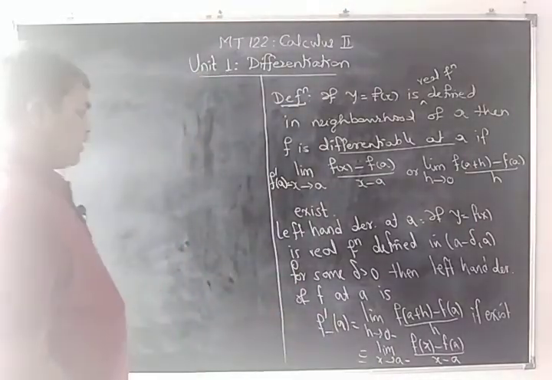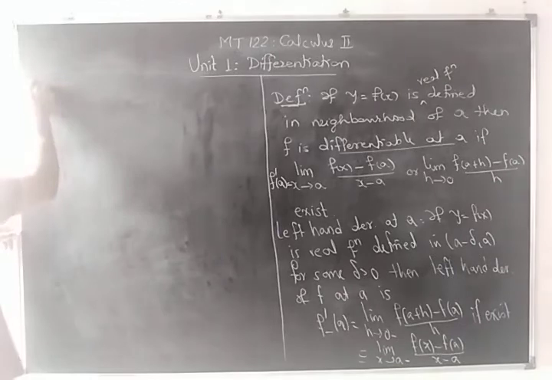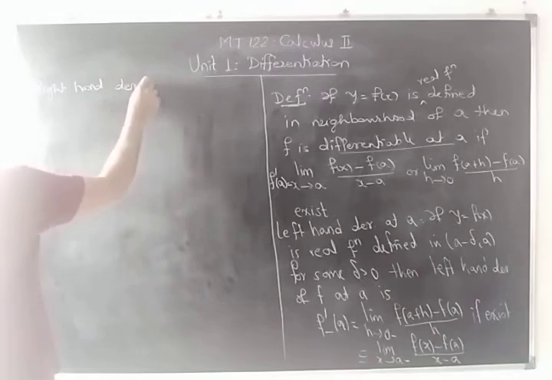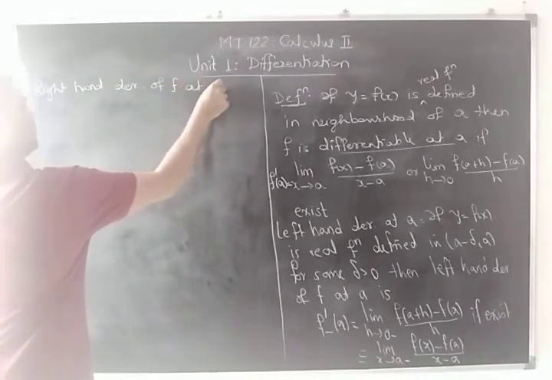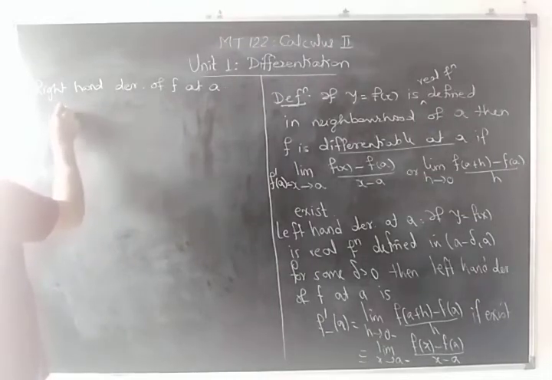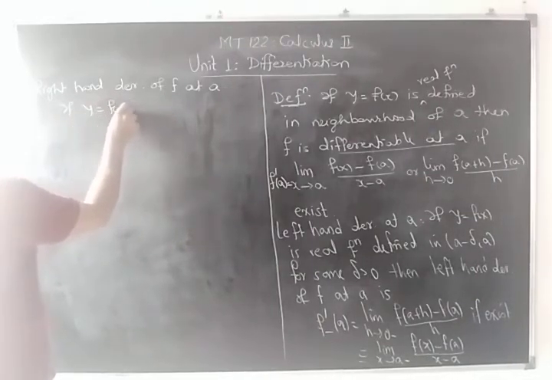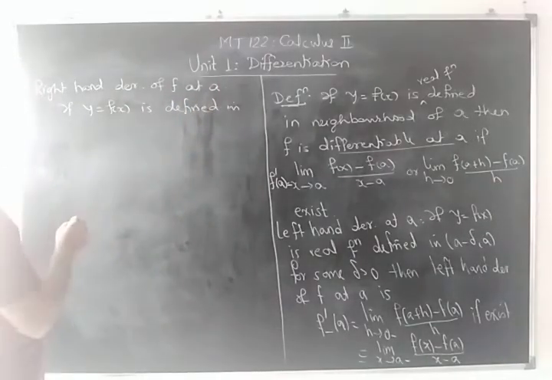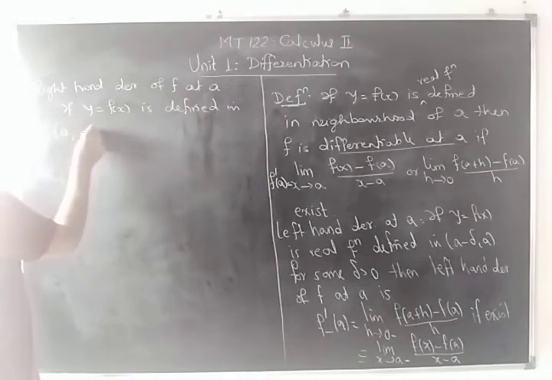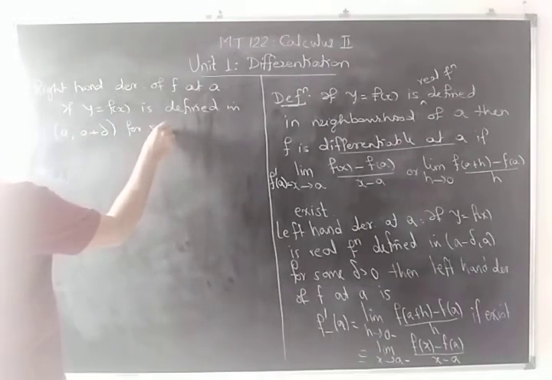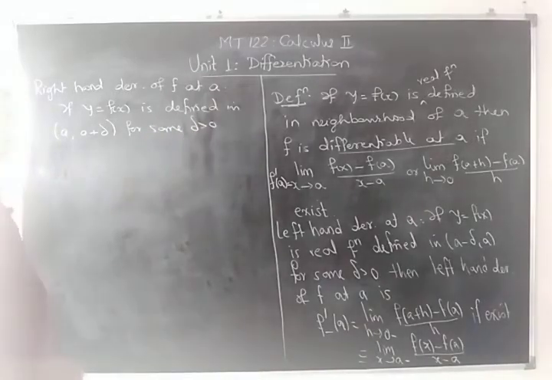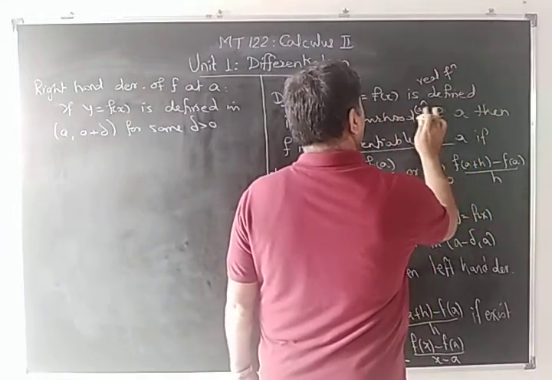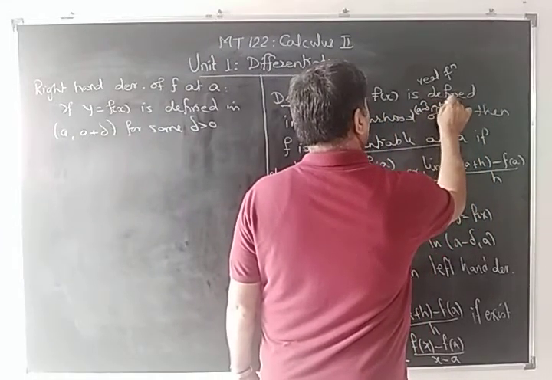Okay. Similarly, right hand derivative of f at a. If y equal to f(x) is defined in the neighborhood of a, that is, in (a, a plus delta) for some delta greater than 0, in the neighborhood (a minus delta, a plus delta) of a.